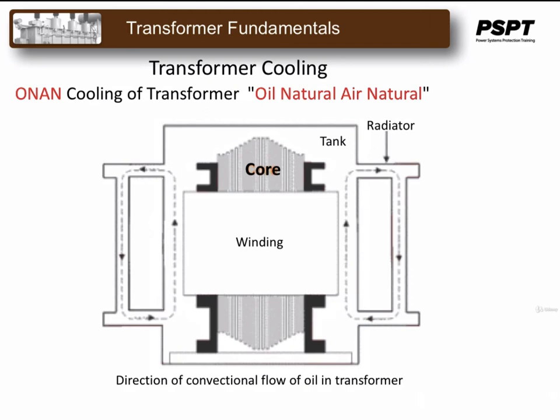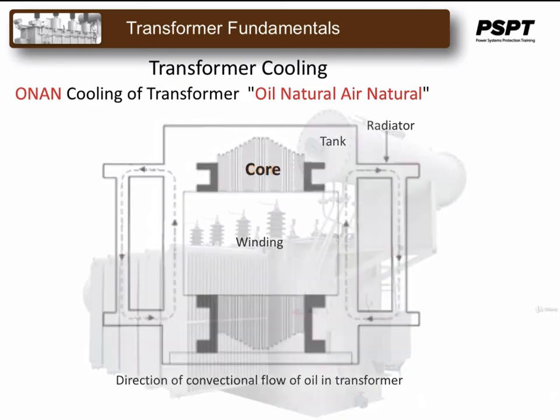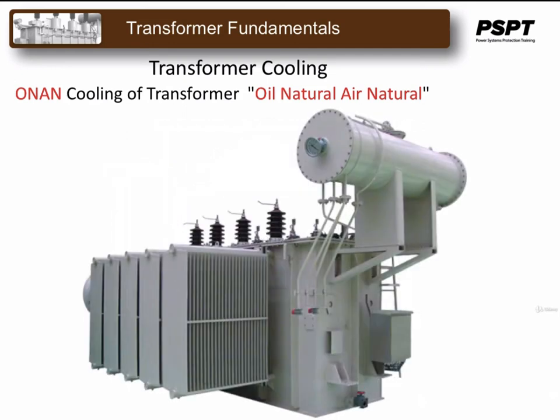It will then flow naturally into the radiators, which will dissipate the heat into the atmosphere by natural conduction and radiation, thereby cooling and moving to the bottom of the rads and tank to start the process over again. In this way, the oil in the transformer tank continually circulates when the transformer is under load.